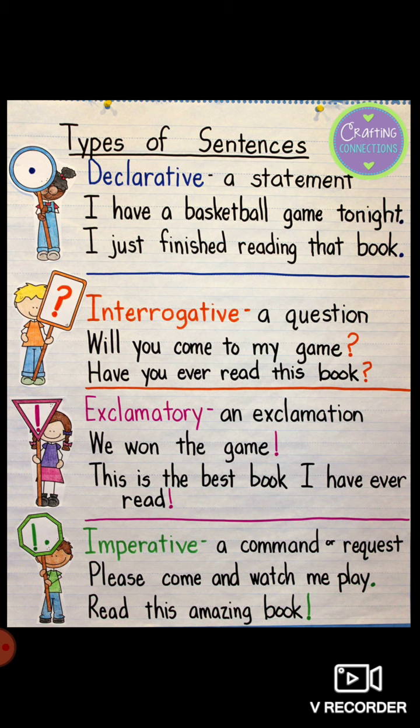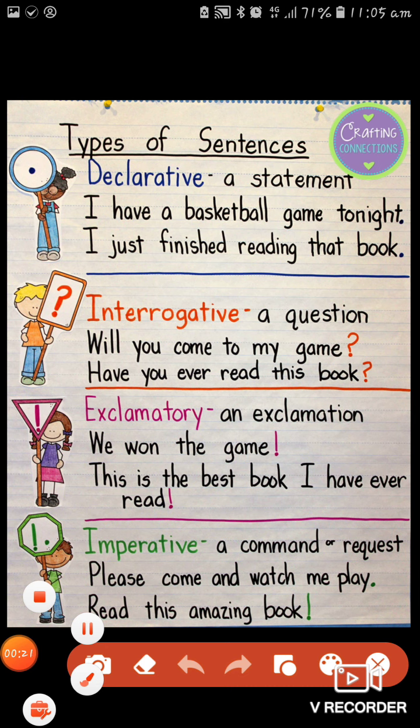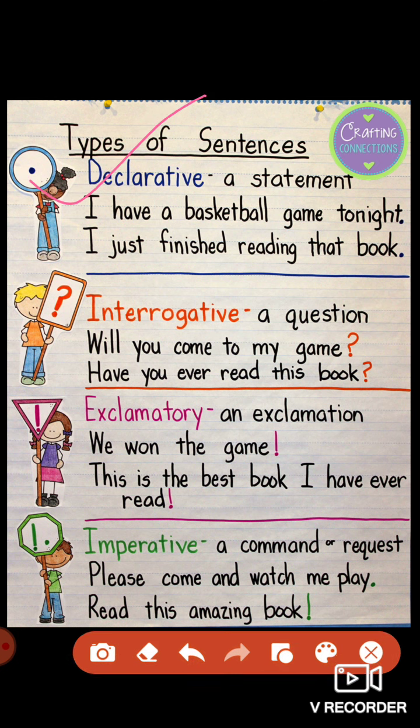Now, children, the types of sentences we are going to learn are declarative sentence, interrogative sentence, exclamatory sentence, and imperative sentence. First, we will see declarative sentence in detail. Declarative sentences are also known as assertive sentences. Now, assertive sentences are classified into two groups. We'll see that in detail: affirmative and negative sentence.